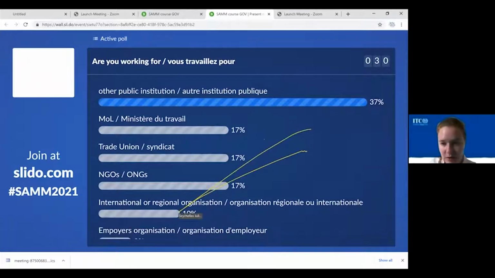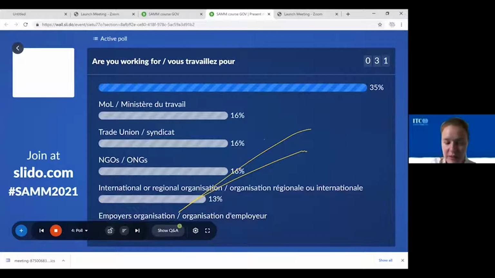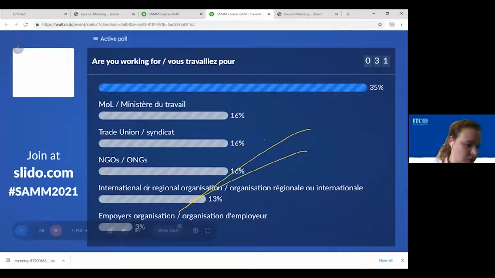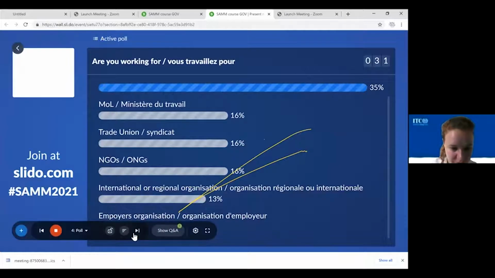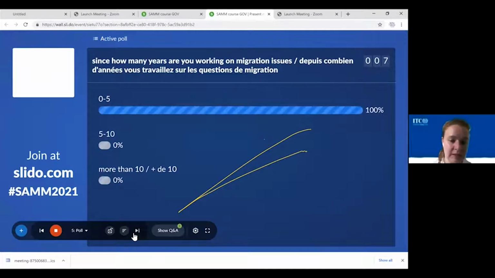So we see a miscellaneous group, and it's important also to know where you work and for which institution you work, because of the diversity of priorities that may be expressed by each of you. So, in order to have a better insight into your own experience on migration issues, this is the right question. Since how many years have you been working on migration issues?